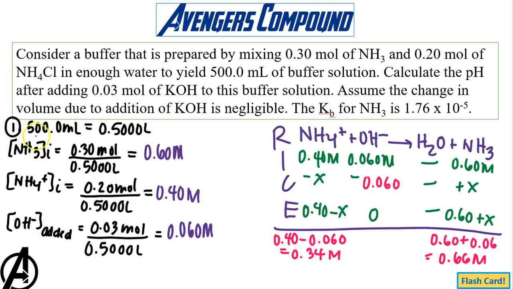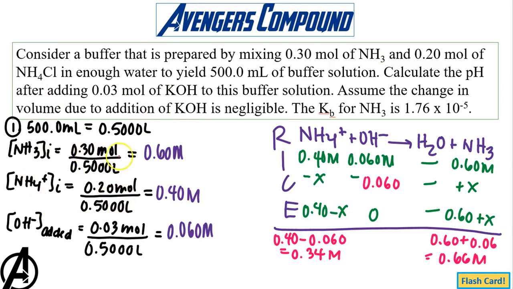Okay, so first things first, we're going to take our volume, which is the total volume of the buffer solution, and we're going to put it into liters. That way we can take our moles that are given of our base and its conjugate acid and of our OH minus, and we can get our molarity for the initial amount, okay?